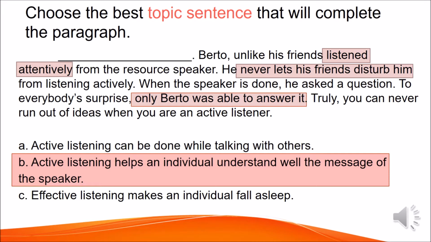Active listening helps an individual understand well the message of the speaker. What is our evidence that this is the correct answer? Well, in the supporting details, it talks about Berto who listened attentively without being disturbed by his friends, and so he was the only one who was able to answer the question by the speaker. Those are our evidences. So the best topic sentence for this paragraph is letter B. Did you get it?